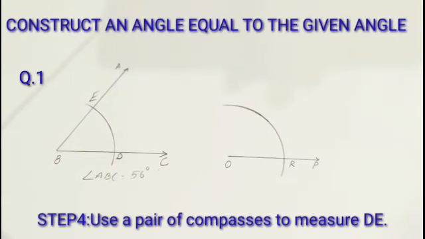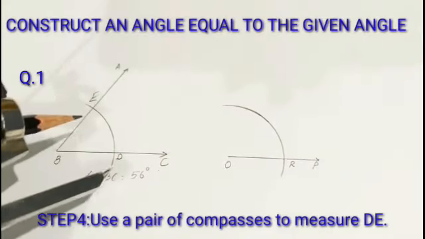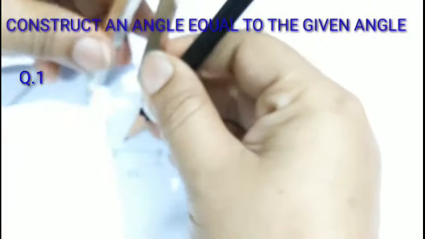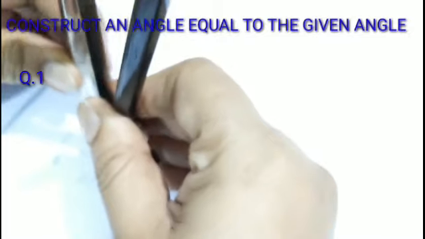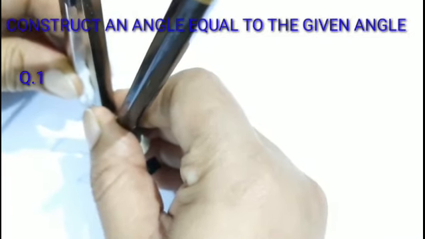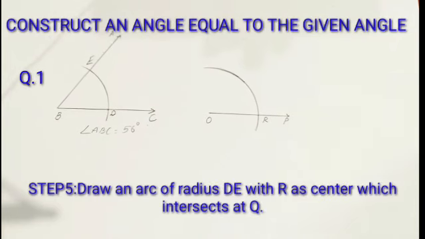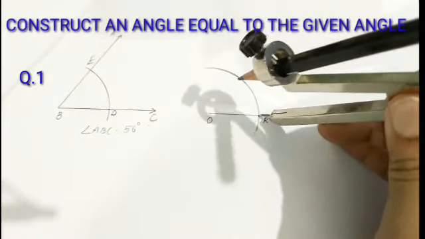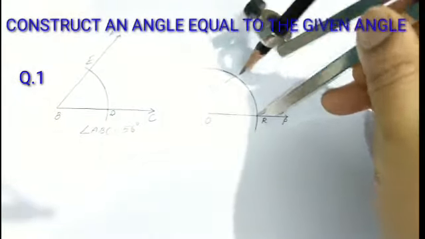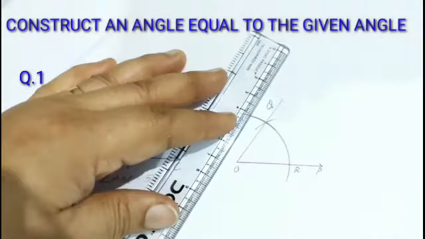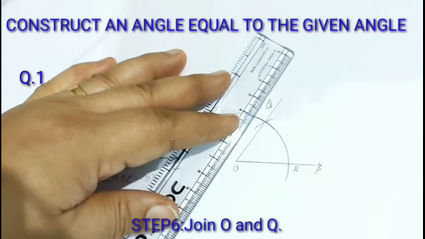Step 4. Use a pair of compasses to measure the line segment DE. So let's use a pair of compasses and measure the line segment ED. See how? Step 5. Draw an arc of radius DE with the center at R to intersect the arc drawn in step 3 at the point Q. So keep it at R, draw and mark it as Q. Step 6. Draw a ray to join OQ.